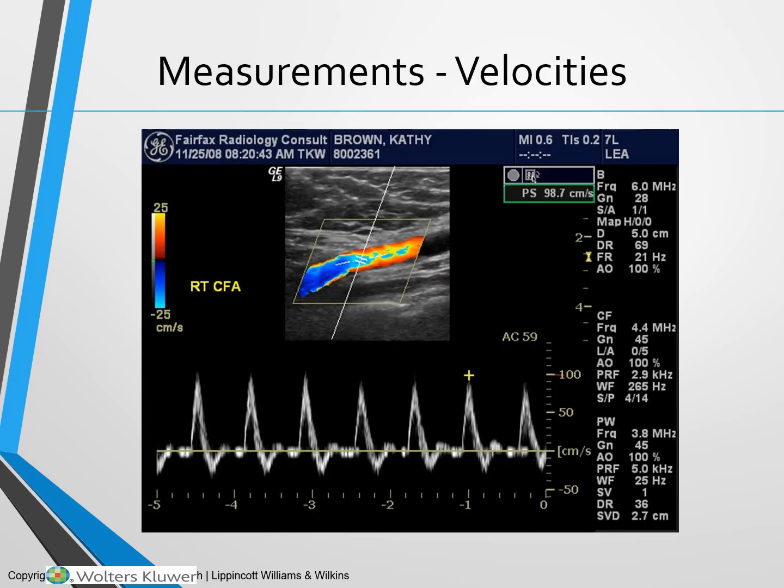Here is an example of measurements showing measurement for a velocity. So our velocity scale is over here on the right, and we're able to put a caliper at the very peak of this waveform. And up here we have our peak systolic velocity showing at 98.7 centimeters per second. So this lets us know how quickly that blood flow is traveling through that vessel.